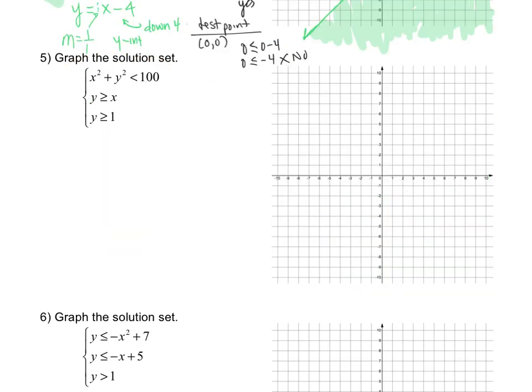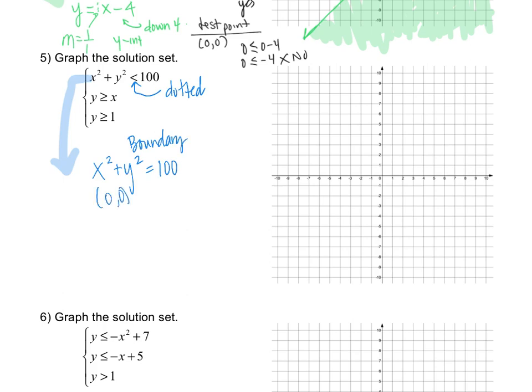Okay, for number 5, now we have 3 inequalities to graph. So let's look at what our boundaries are. The first inequality we have is x squared plus y squared, and we're going to make the boundary equal to 100. Now I notice that it says less than, so that's going to be a dotted boundary. This is the equation of a circle that has a center at 0, 0 and a radius of the square root of 100, which is 10.